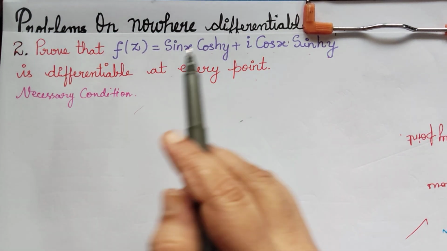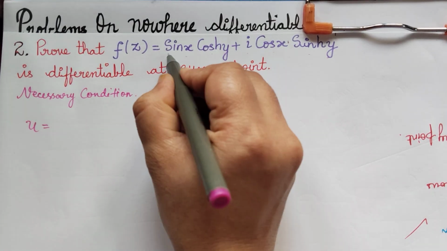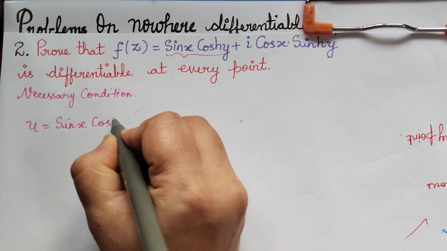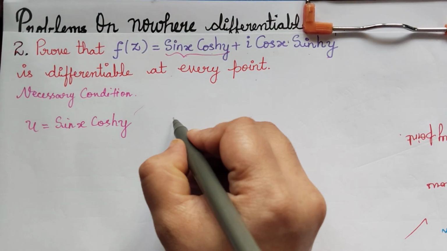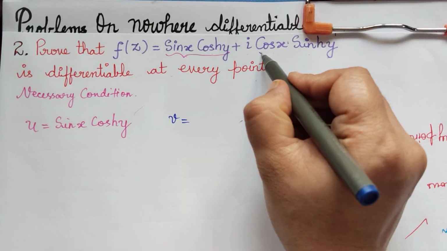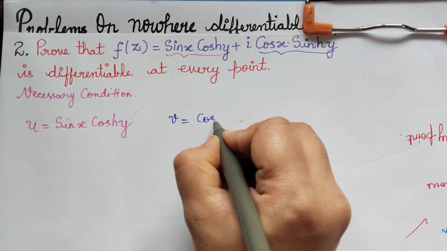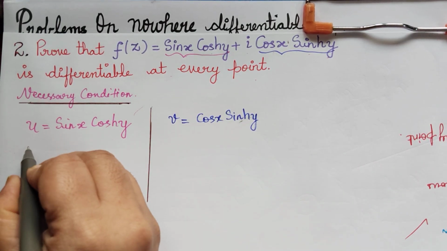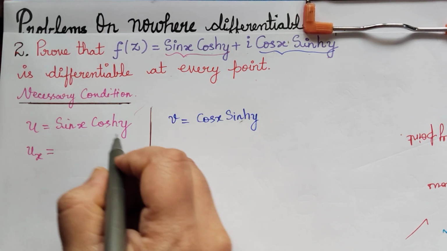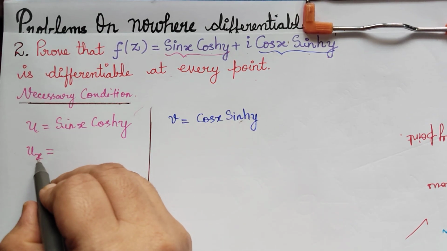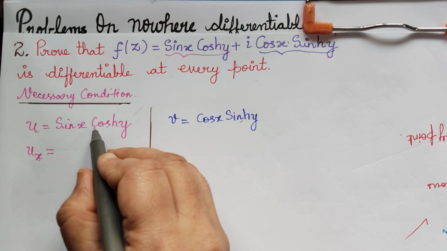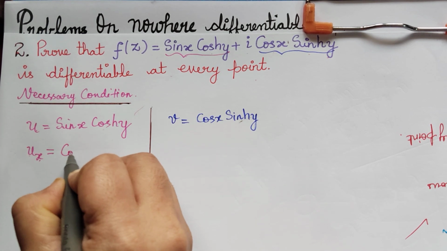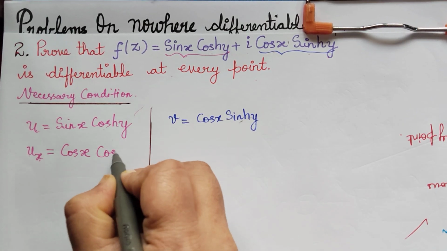So from the given question, u is equal to the real part of f of z, so it is sin x cosh y. And then v is equal to the imaginary part of f of z, so cos x sinh y. So now from this, ux is equal to, now we have to differentiate u partially with respect to x. Cosh y will be treated as constant, so it will remain as it is after differentiation. The differentiation of sin x is cos x, and this remains the same.